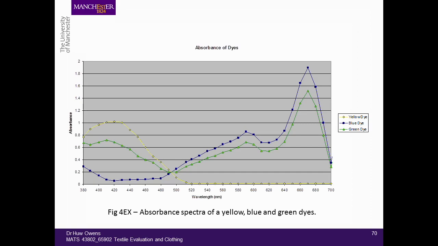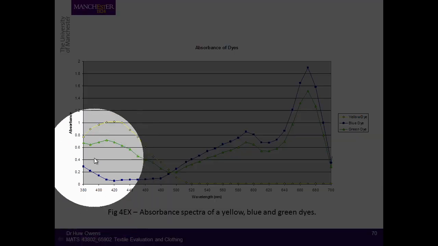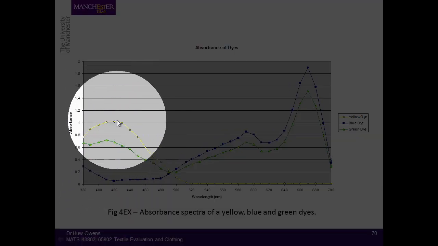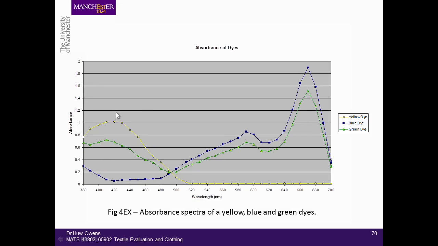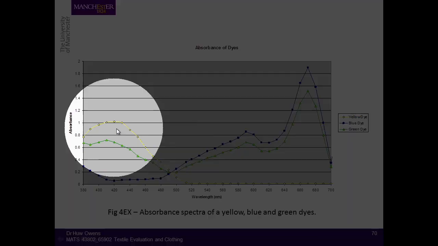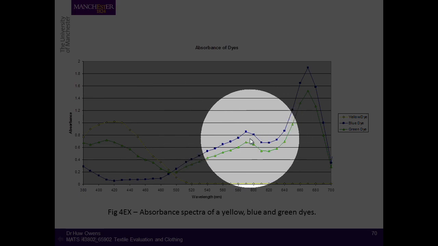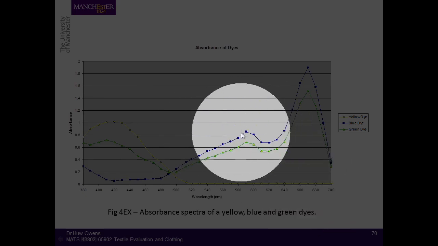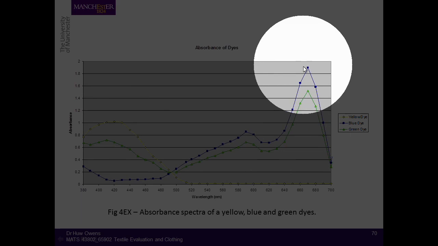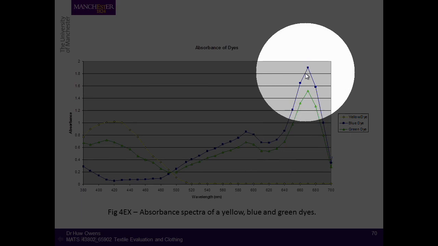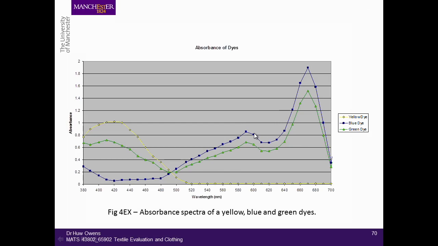So as a default, what we do is we choose lambda max. So where would lambda max for the yellow dye be? Where's the peak value for the yellow dye? About 420, somewhere around there. It's about there, isn't it? For the blue dye, well, we can pick a couple. We could pick this local maxima, or we can choose this global maxima here. So we could pick a couple of those.